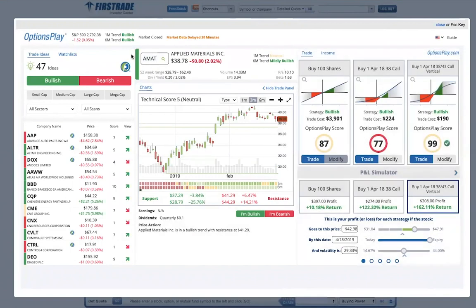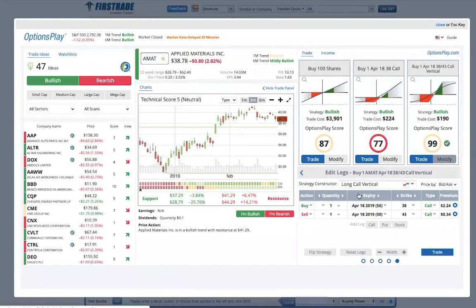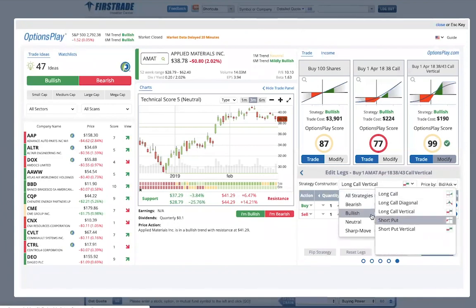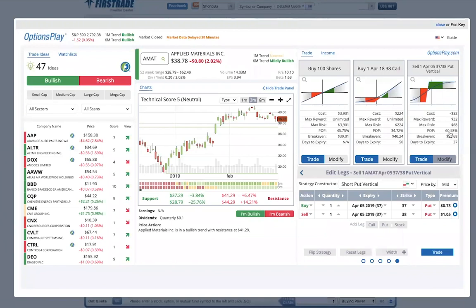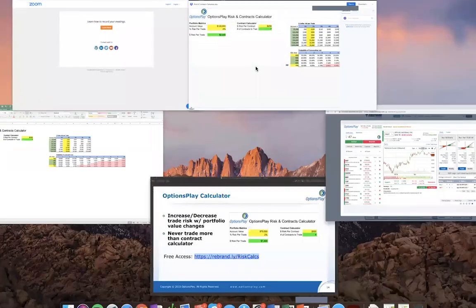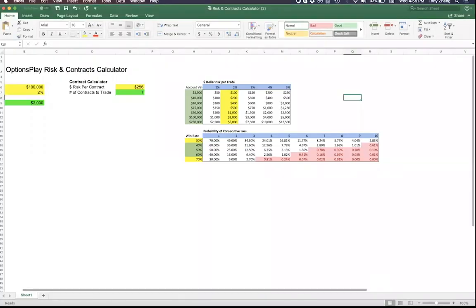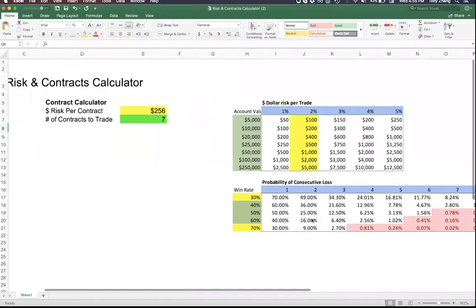So let's say I'm bullish on Applied Materials and I want to sell a credit spread. So I click on modify, I use our strategy constructor, and I create a short put vertical. So let's say I want to sell a short put vertical on Applied Materials, and here I'm going to collect $32 in premium, and I'm risking $68 per contract. So what I'm going to do is go over to our risk and investment calculator. You can use this risk and investment calculator.